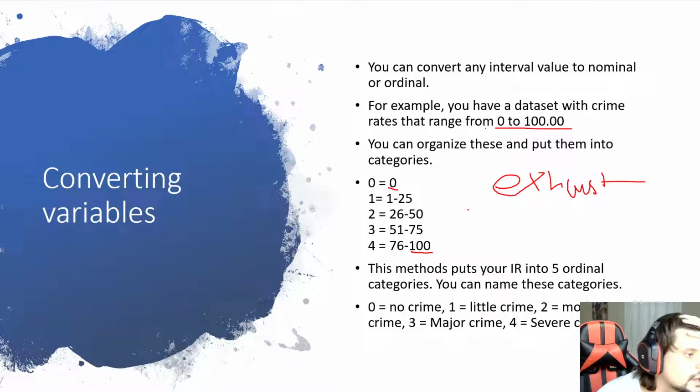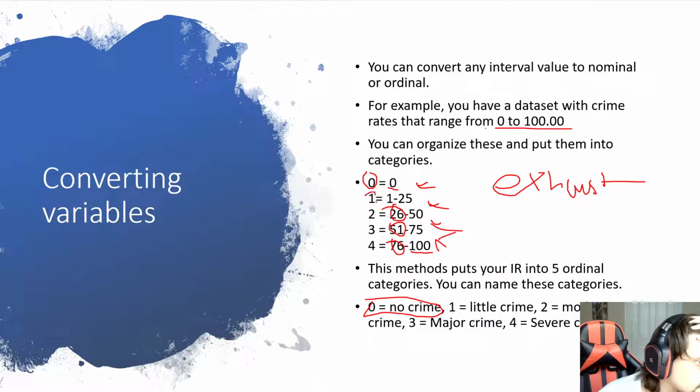They also do not overlap, and this is crucial: your categories must not overlap. Notice that we go 1 through 25, and then we start at 26. We don't start at 25 because that would make them overlap. 50, and then we start at 51, through 75, and we start at 76 for the next one. So using this, we can label 0 as no crime. 1 represents little crime. 2 represents moderate crime. 3 represents major crime. And 4 equals severe crime.